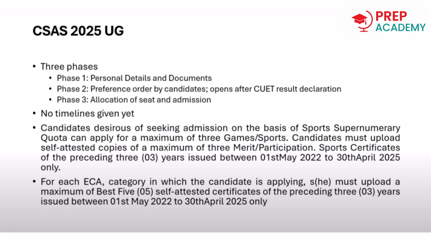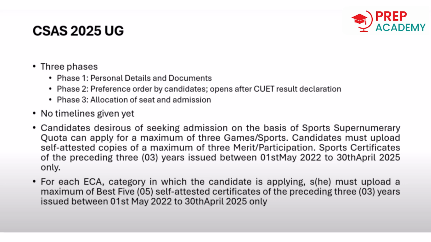So let's talk about some special categories that offer additional benefits. First, the sports quota. If you are an aspiring athlete, you can apply through this. It's an additional benefit, meaning you are still considered under the general CSAS process. You can apply for a maximum of 3 games or sports. So what's vital here? Your certificates. You need to upload 3 certificates issued between May 1st, 2022 and April 30th, 2025. Always upload your most recent and best achievements within this 3 year window.